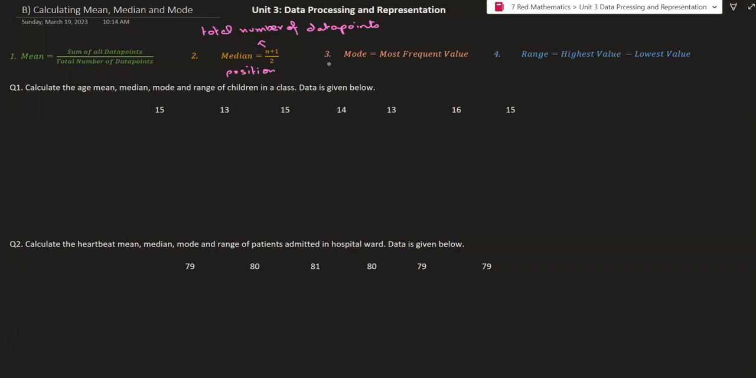And the third is mode, the most frequent values. So the subset of frequent values, that's mode, and range is the highest value minus the lowest value. So let's see how we use it in a question.